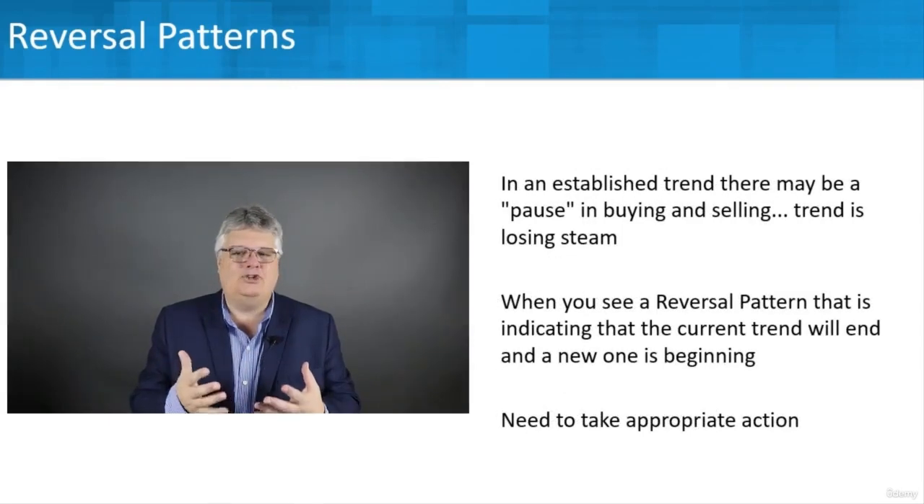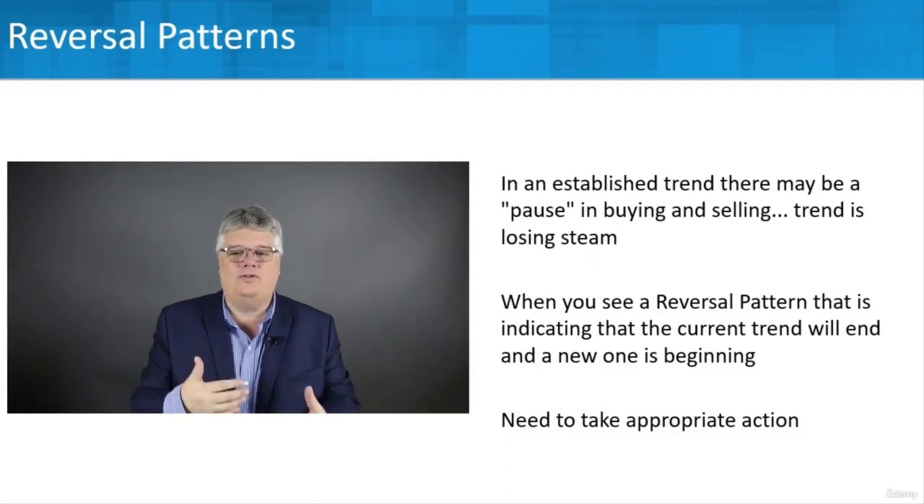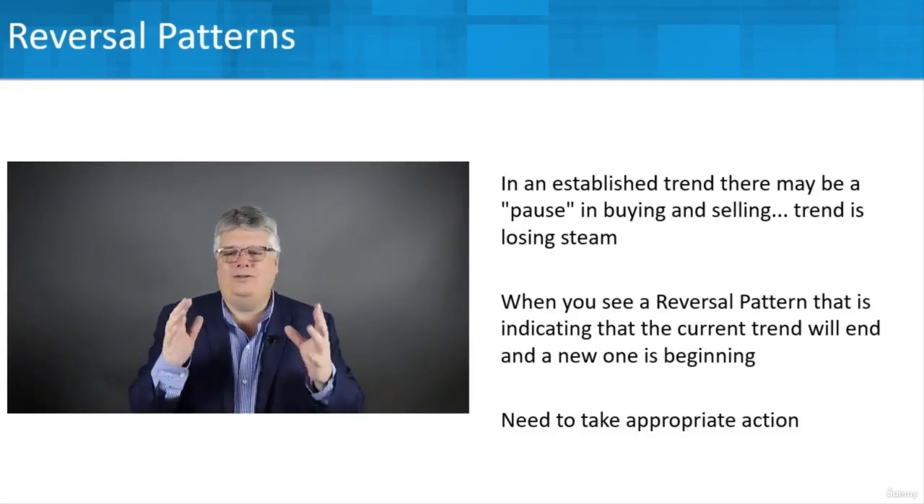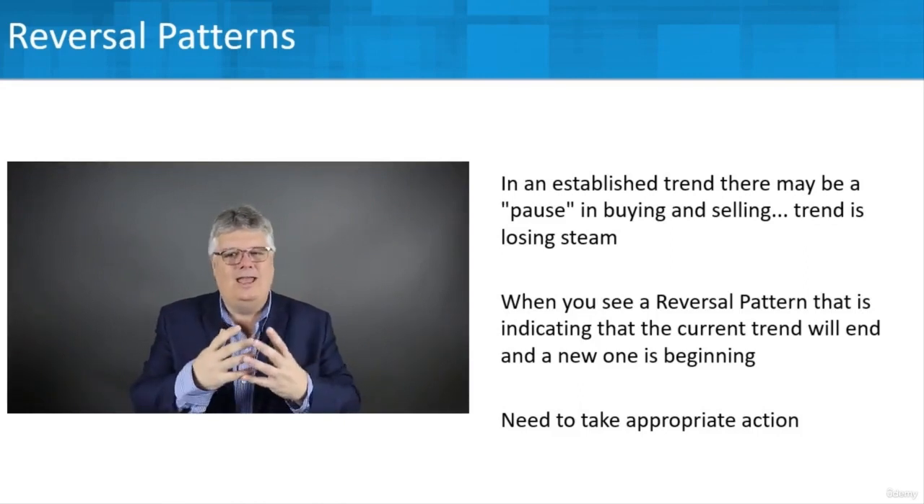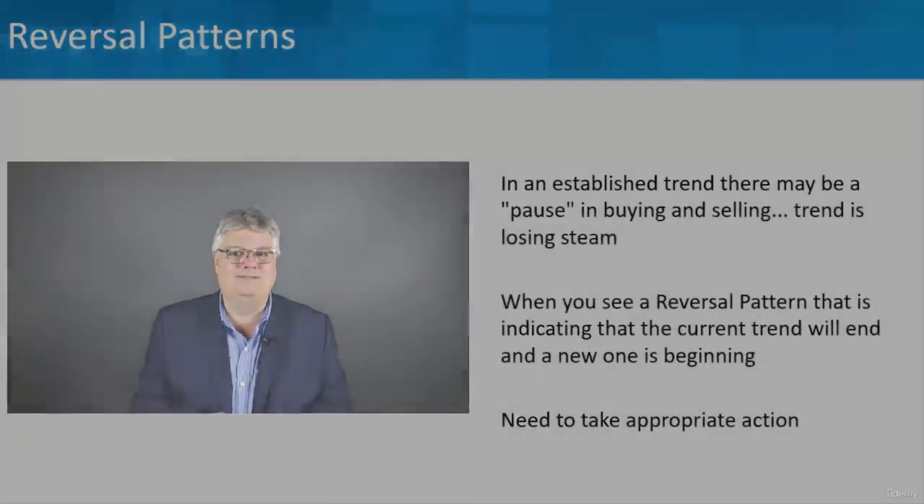So as we know, in an established trend, there may be a pause in buying and selling. That's the same with a continuation pattern or a reversal pattern. The trend is starting to lose steam. And when you see that reversal pattern, that is indicating the current trend will end and a new one is beginning. And so we take appropriate action based on that, depending on which way the trend was headed in the original direction, and then it's now going to reverse. So let's take a look at some of these different types of reversal patterns that we can be watching for.